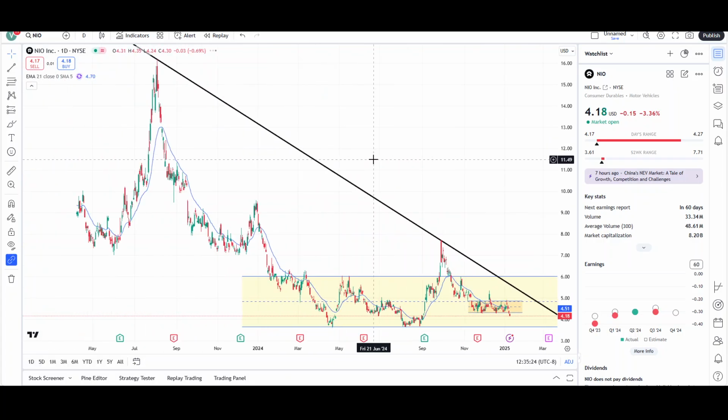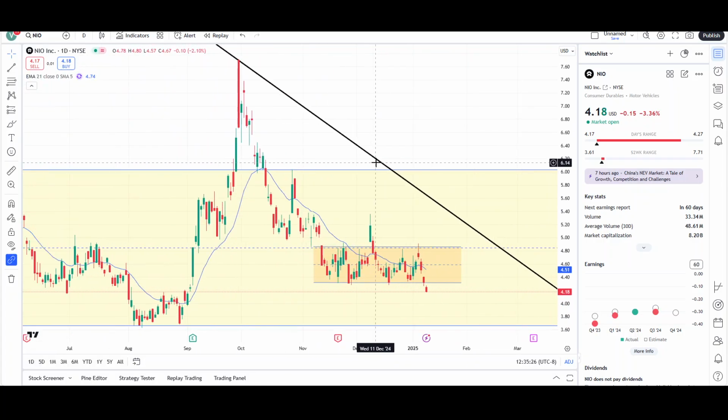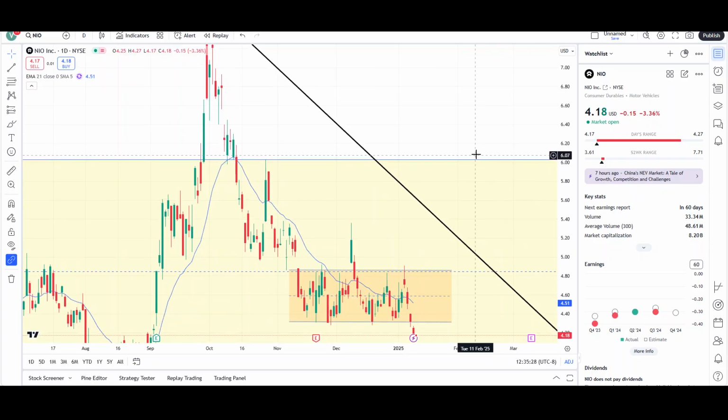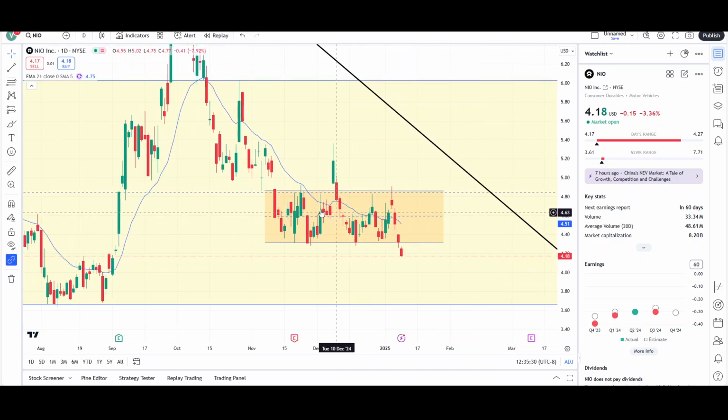So this is the same drawings that I have for NEO since last week Friday. And what do you think it's doing? Well, it's dropping down lower as expected. It was looking bearish. Why? Because price was in a trading range after coming off a downtrend.